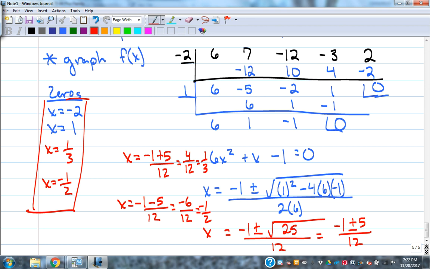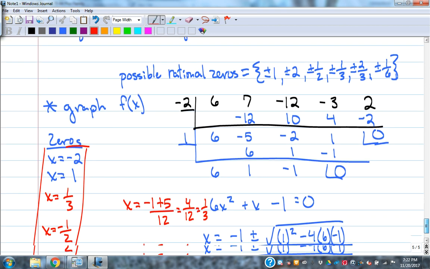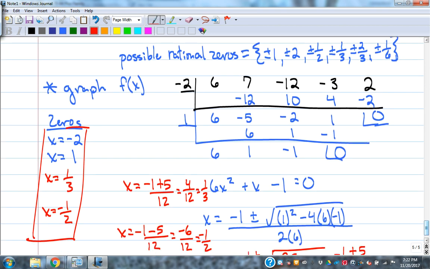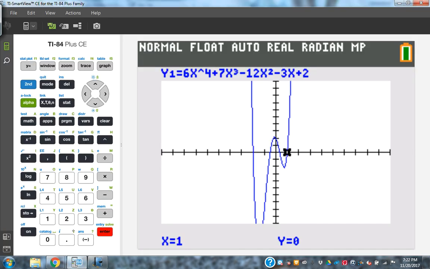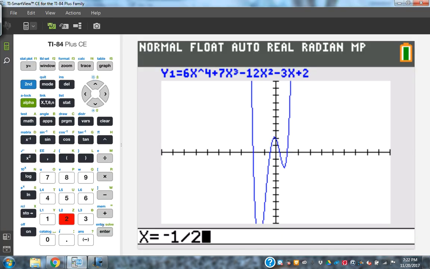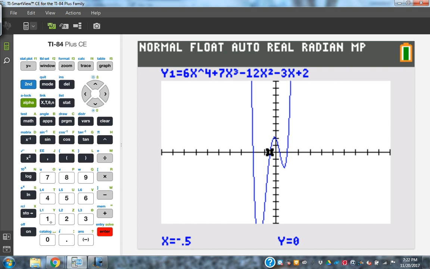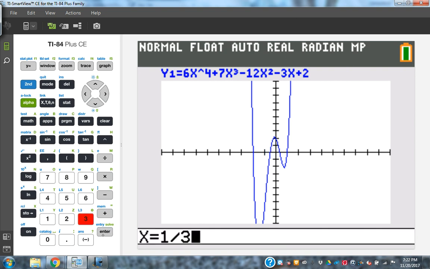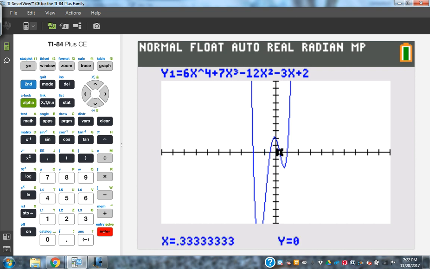Was 1/3 in my list of P over Q? Yeah. Was -1/2 in my list? Yeah. Was that where they crossed on the x-axis? On the graph, if I type in -1/2, yes. If I type in 1/3, yes. So that graph can verify any real zeros that you find.